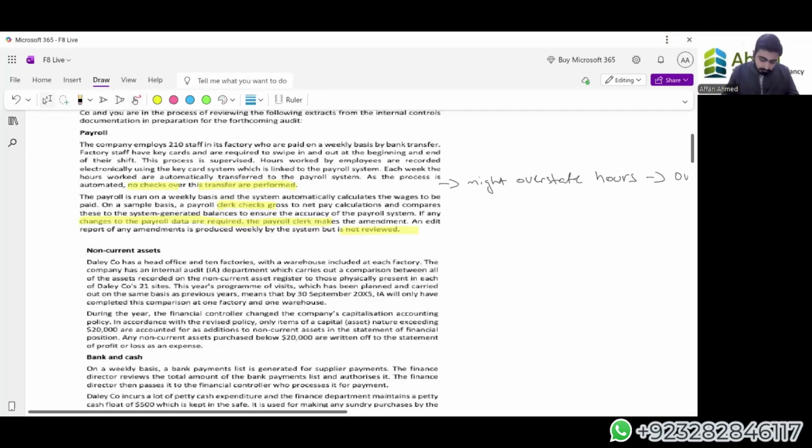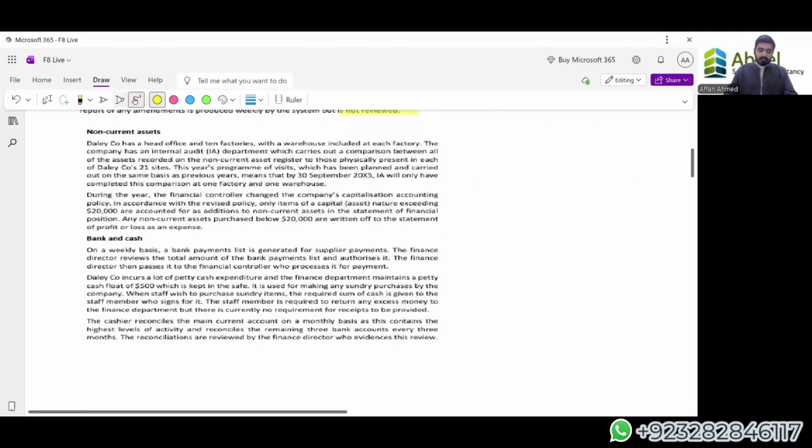Now, next thing, non-current assets. Non-current assets is an area that we have to see next. Okay, let's see. Delhi company has a head office and 10 factories with a warehouse included at each factory. The company has an internal audit department. So look, if there is an internal audit department, this is a good sign of a company. Now I will be eager to rely on the company's controls. I will have relief that at least there is an internal audit department that is checking the controls, identifying the risk, and assessing the risk.